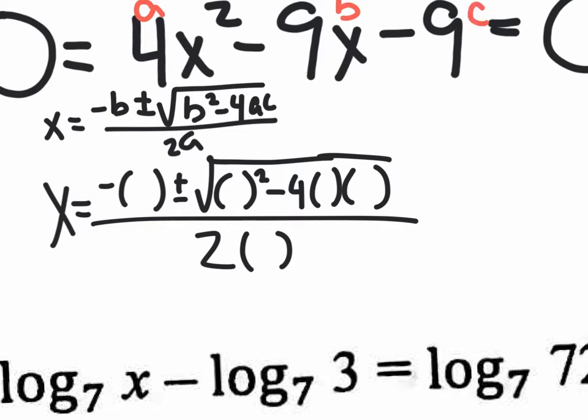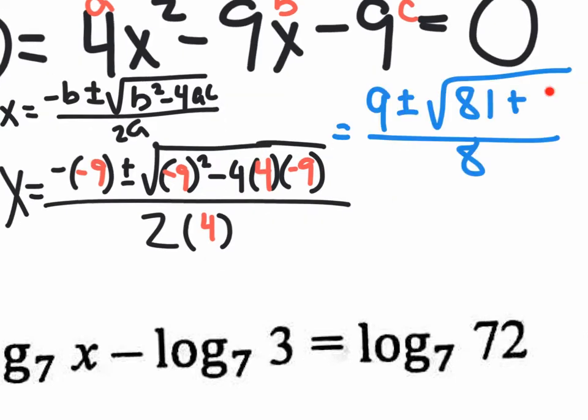So the b value is negative 9, 4 times a, that's 4, times c, which is negative 9 also, and 2 times a, which is 4. So we have all those values plugged in, and now let's work on the radicand value, the value inside the root. So we really start out with negative 9 squared, that's positive 81. So we're going to have 81 plus something, because a negative times a positive times a negative is going to end up being positive. So I just wrote everything in blue up here.